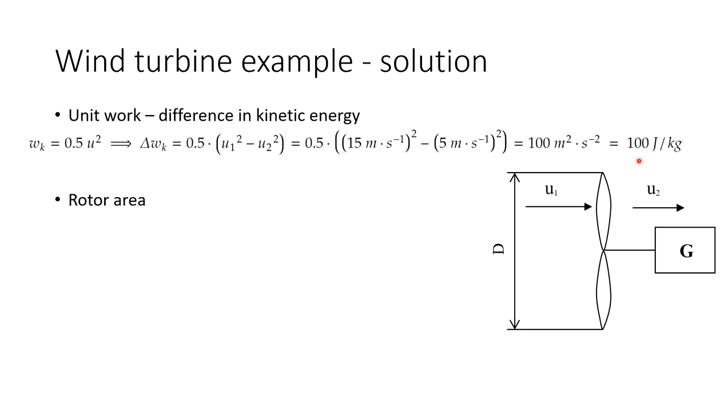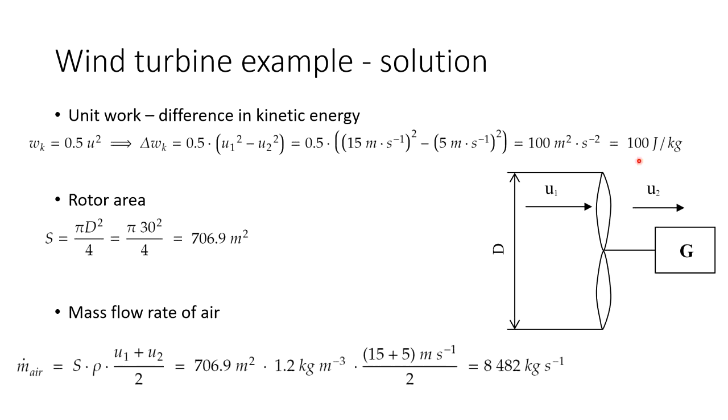Then we need the rotor area, which is just the surface of a circle, and the mass flow rate of the air, which is the surface area multiplied by the velocity, where the velocity across the rotor is the velocity before and after divided by 2, and multiplied by the density of the air. So with the numbers, we have 707 square meters, 1.2 kilograms per cubic meter of air density approximately, and (15 + 5)/2 average wind speed.